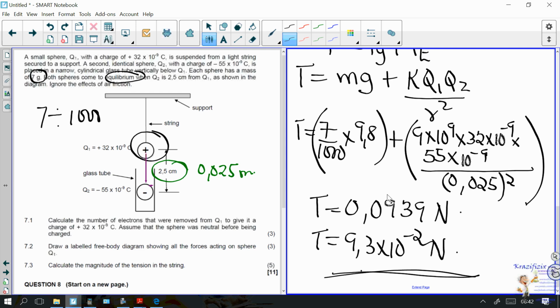0,0939, and so writing like that, 9,3 times 10 to the power negative 2 newtons, and that's what we have there. All right, so there could be so many roundings off. We could round this off as well to be 0,1. Could be rounded off here as 9,4 times 10 to the power negative 2 newtons, depending on how you want your answer to be. That is how we calculate our tension there.